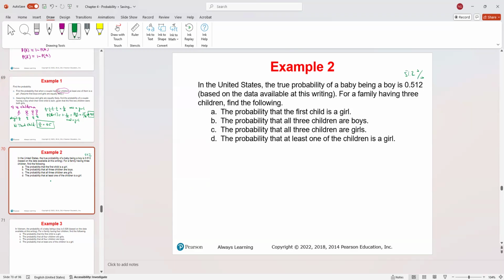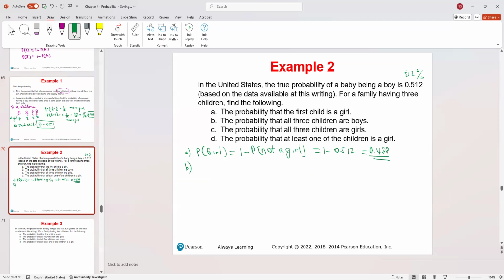Okay, remember, the probability the first child is a girl equals 1 minus the probability the first child is not a girl. So what is the probability the child is not a girl? It's 0.512. So that means it's 1 minus 0.512. So we answer the first question. That would be 0.488. So this is the answer.